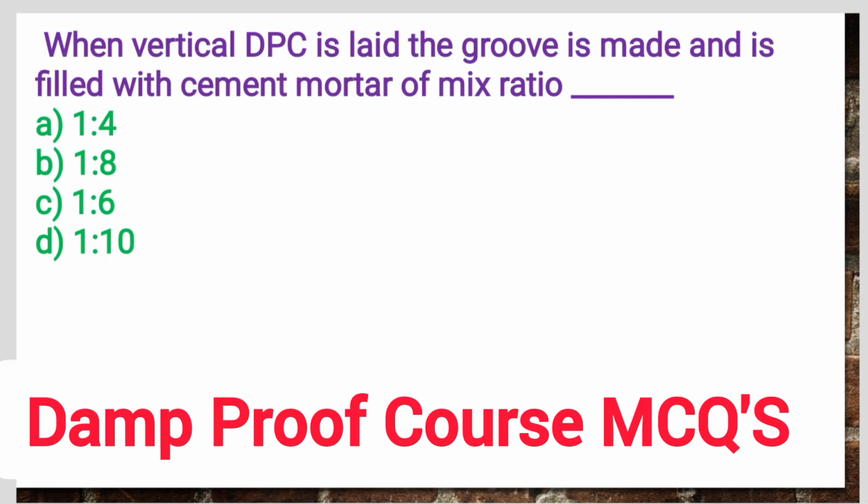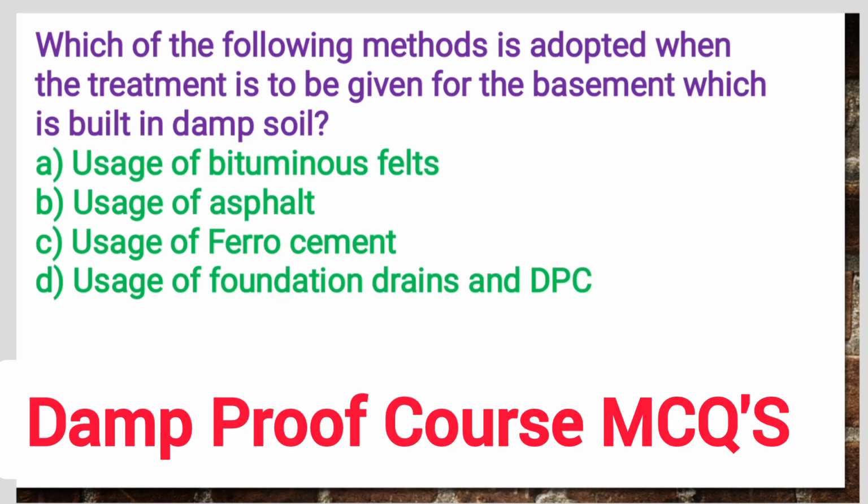So the correct answer is option A, 1:4. Next question, which of the following methods is adopted when the treatment is to be given for the basement which is built in the damp soil? Option A, using the bituminous fills. Option B, usage of asphalt. Option C, usage of ferrocement. And option D, usage of foundation drains and DPC. So the correct answer is option D, usage of foundation drains and DPC is the correct answer.